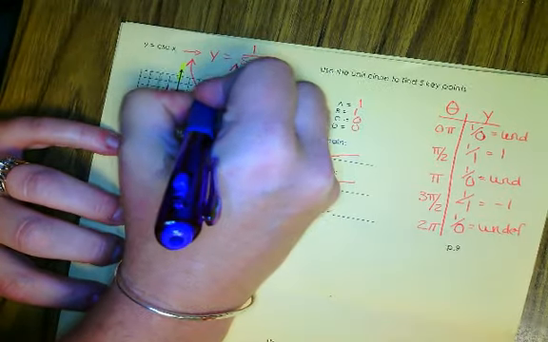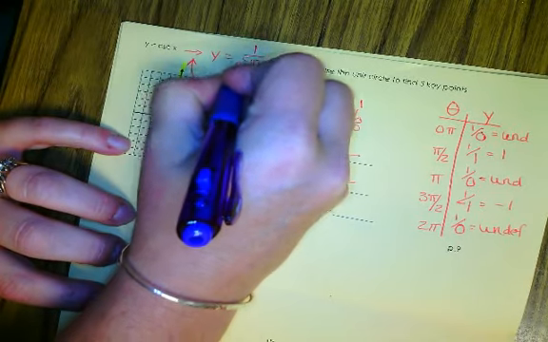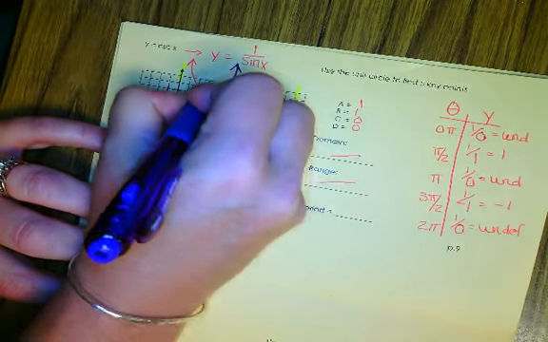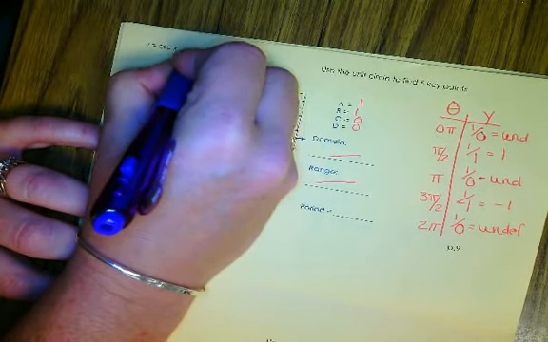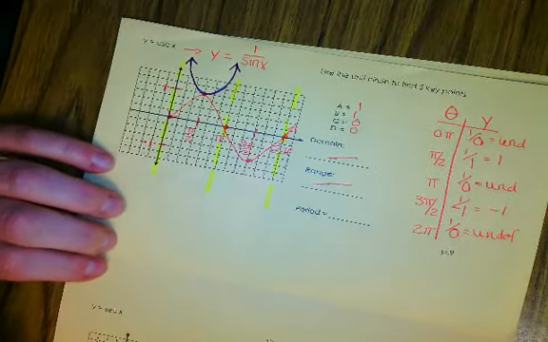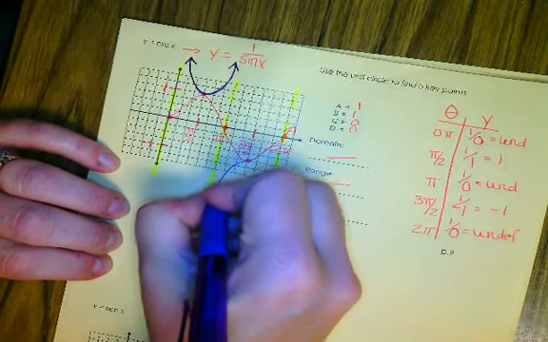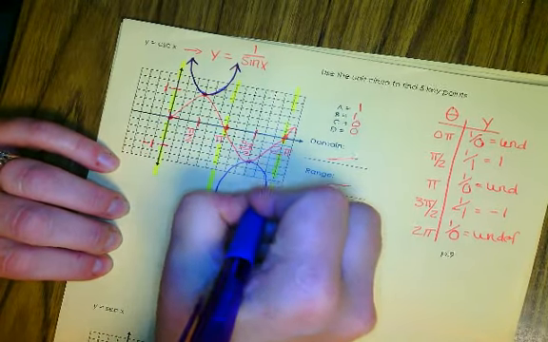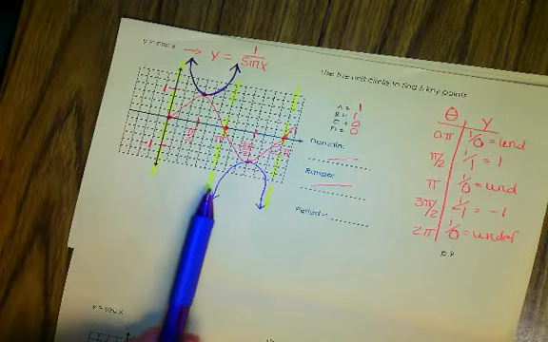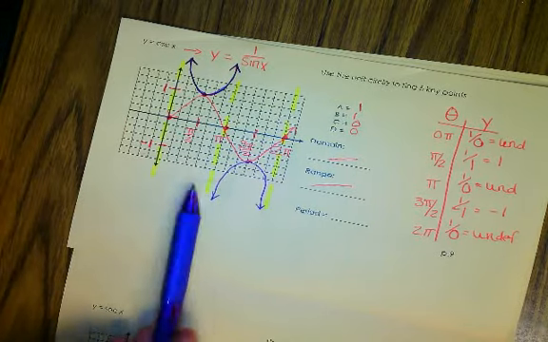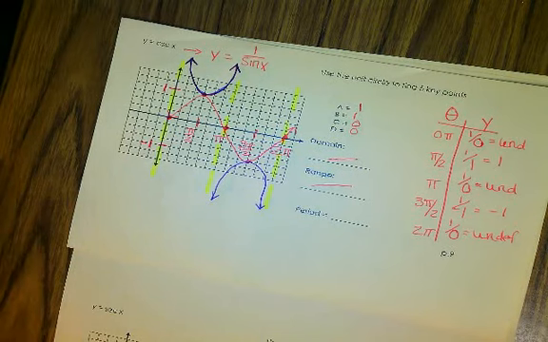Probably should use a different color here. If you have a different color, this would be a really good place to use it. Let me fix mine so you can see that it's a different color. So that's my first part of the cosecant graph, and that's my second part. Make sure those graphs are not crossing those asymptotes. This is where it's undefined, where the answer cannot be that.